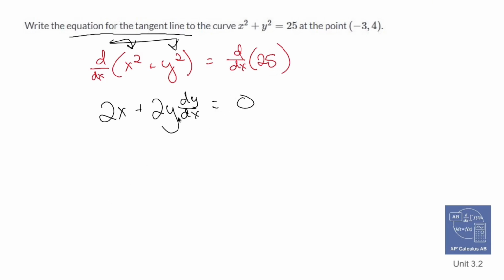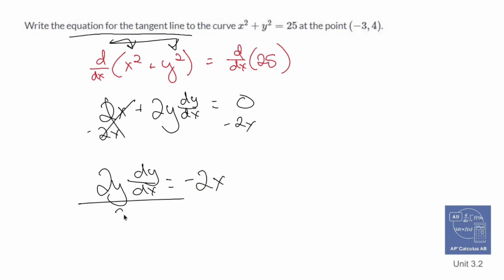Now I have to get my slope all by itself. dy/dx means slope. So I'm going to subtract 2x from both sides. That gives me 2y dy/dx equals -2x. Divide both sides by 2y, and that gives you dy/dx equals negative 2x over 2y. The 2 crosses out, negative x over y.